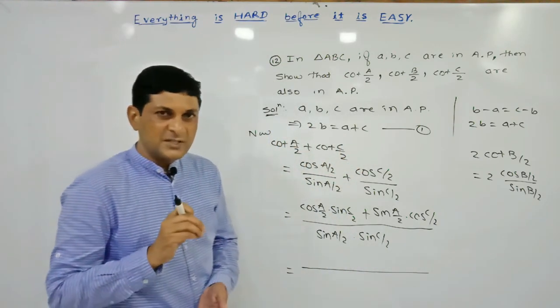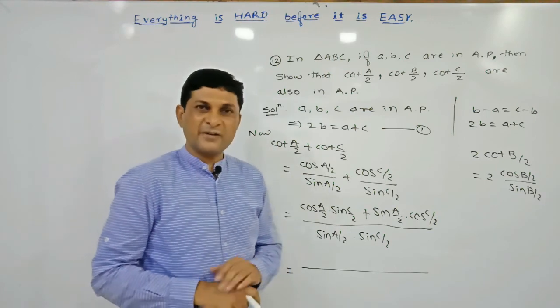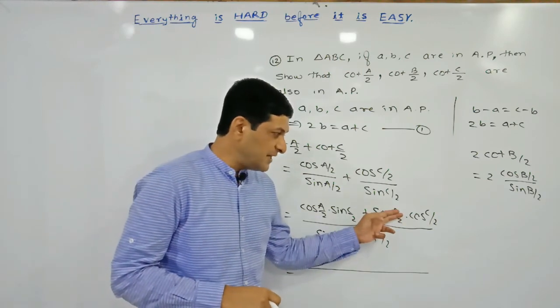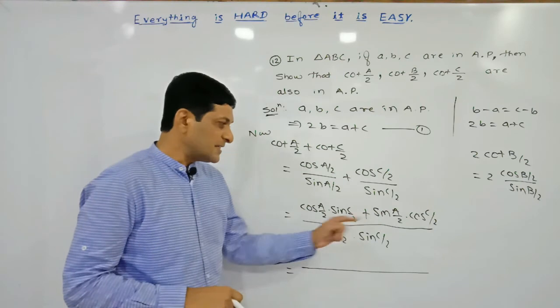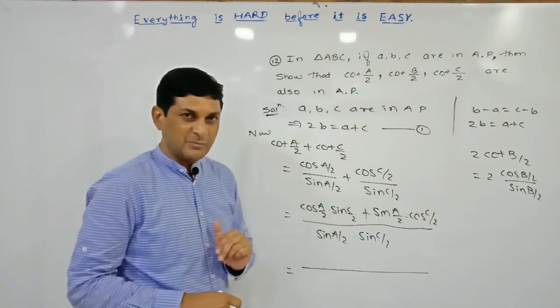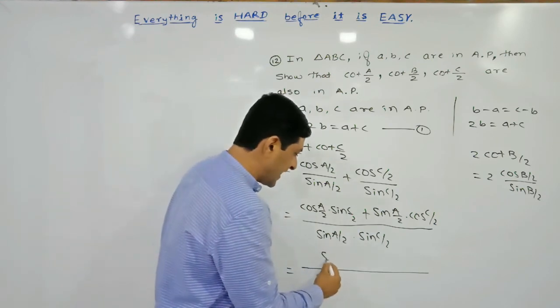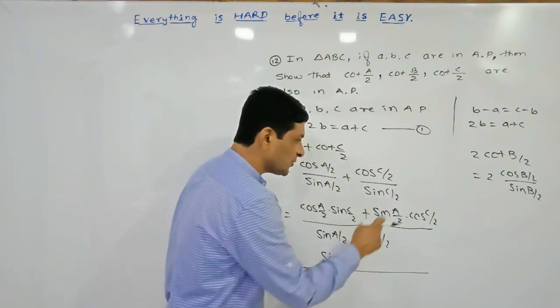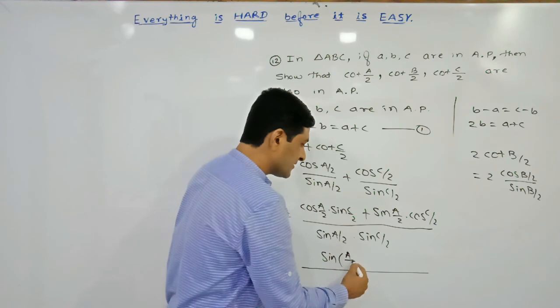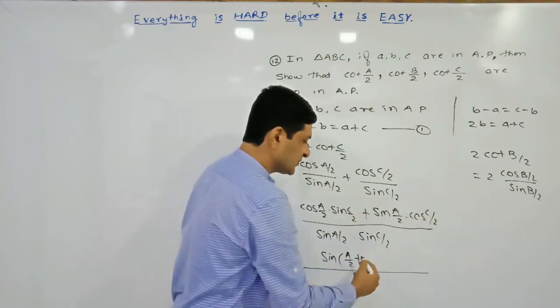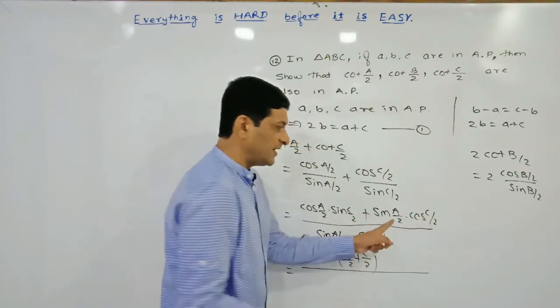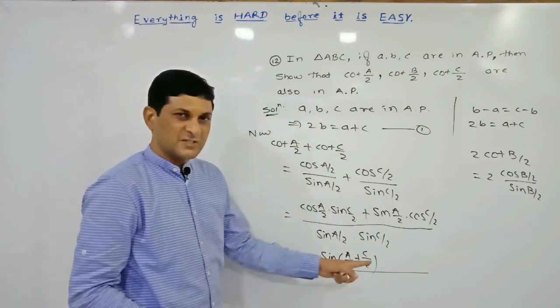Now if you observe the numerator very carefully, it is in the form of sin A into cos B plus cos A into sin B, which is nothing but the formula of sin A plus B. So it is the value of sin of A by 2 plus C by 2. A means what here? A by 2. B means what here? C by 2. So sin A cos B plus cos A sin B is the value of sin A plus B.